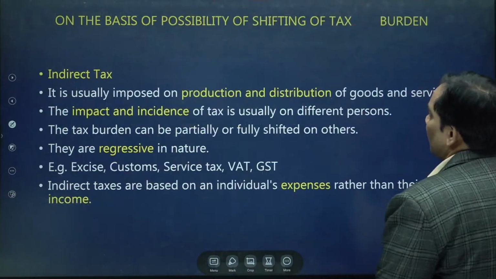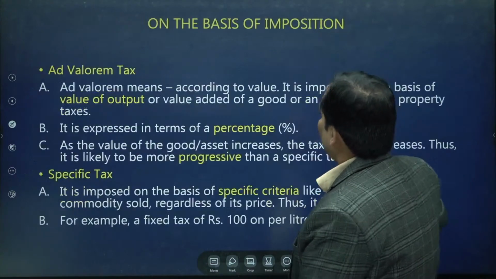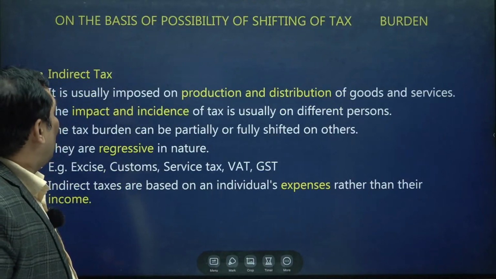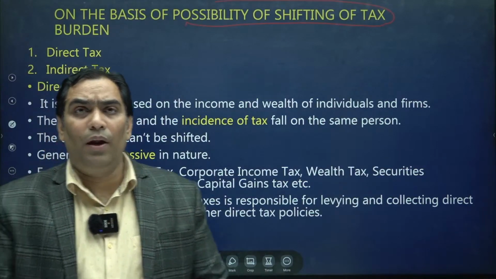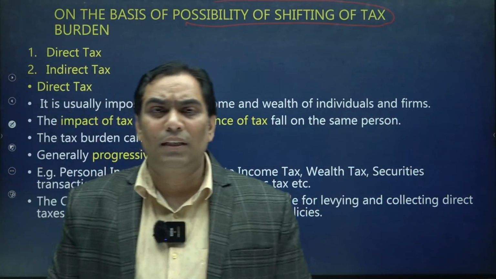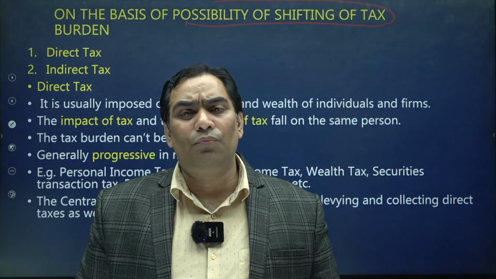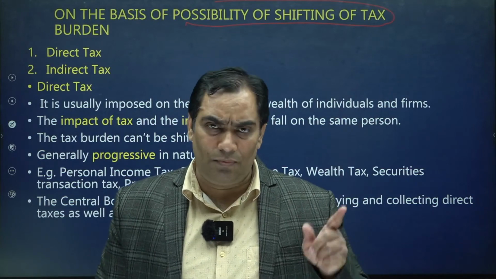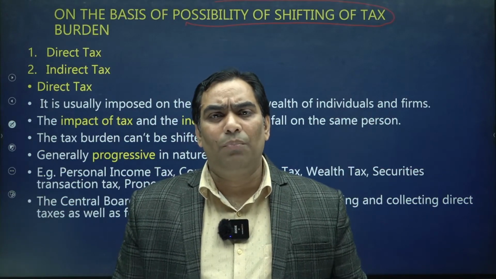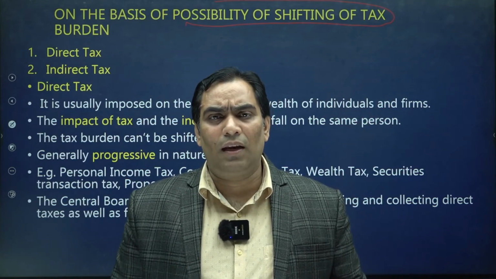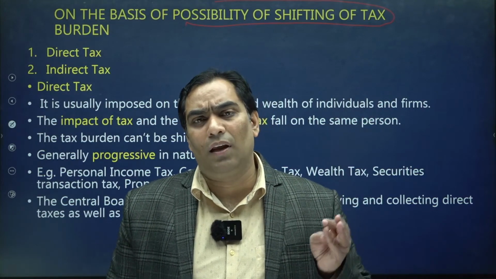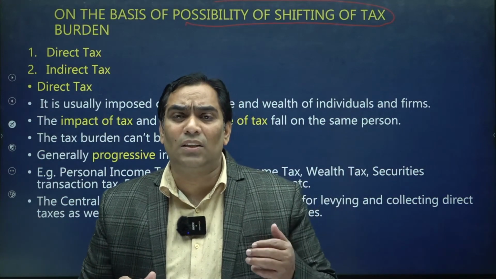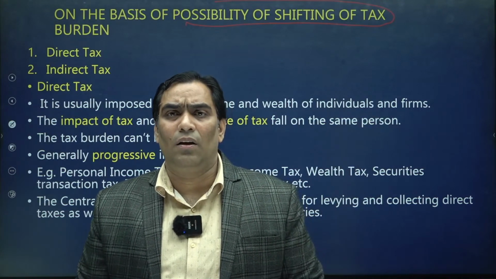Other is on the basis of imposition. So when we talk about the types of taxes, we can categorize them on three bases. One is on the basis of tax rates. That can be progressive taxation, proportional taxes, regressive taxes, and digressive taxes. So this is about the tax rate, that is, how much tax rate is being levied. We will discuss it in detail.